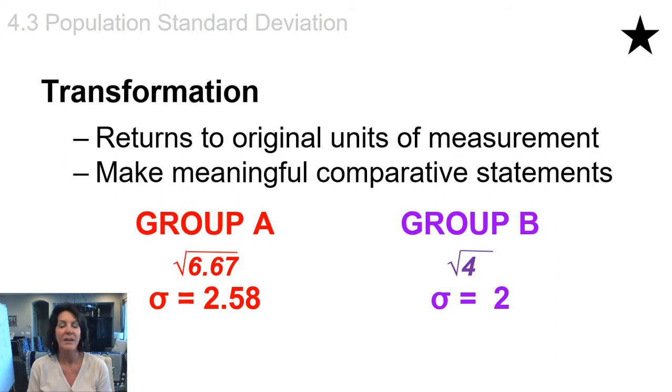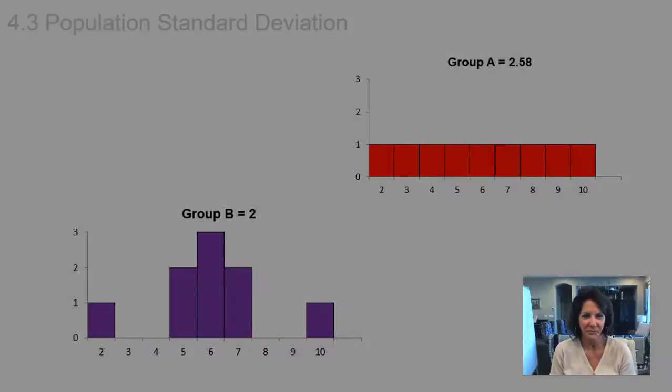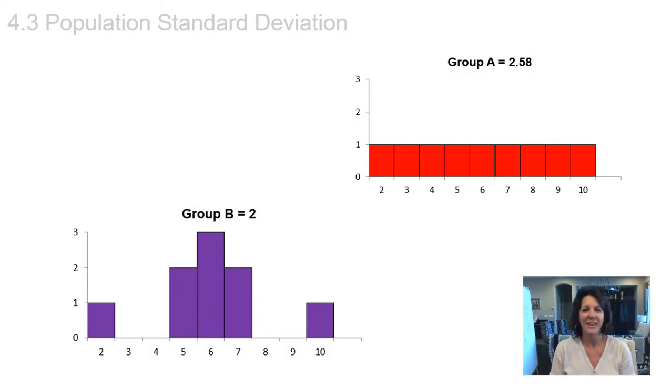So for group B, the variance was 4. If we take the square root of 4, we end up with a standard deviation of 2. So instead of saying that the scores varied on average 4 squared points, we can say the scores varied on average from the mean 2 points. It makes it just much more understandable. So again, here is a picture of what this looks like. Group A varied on average 2.58 units or points from the mean, and group B varied on average 2 points from the mean.